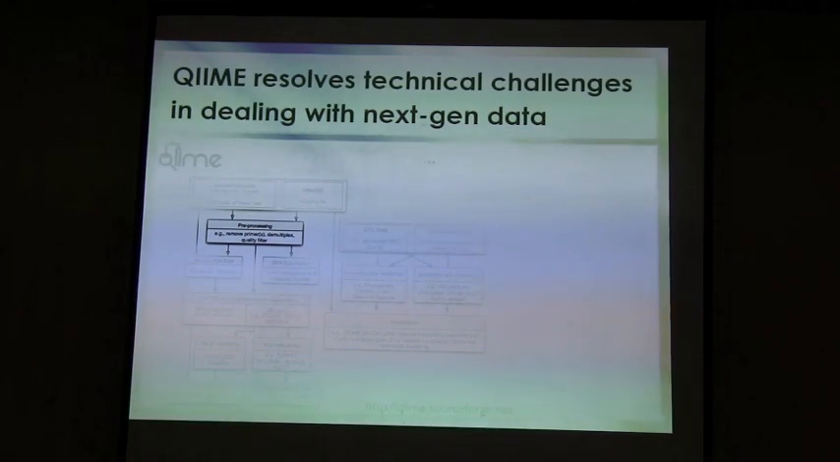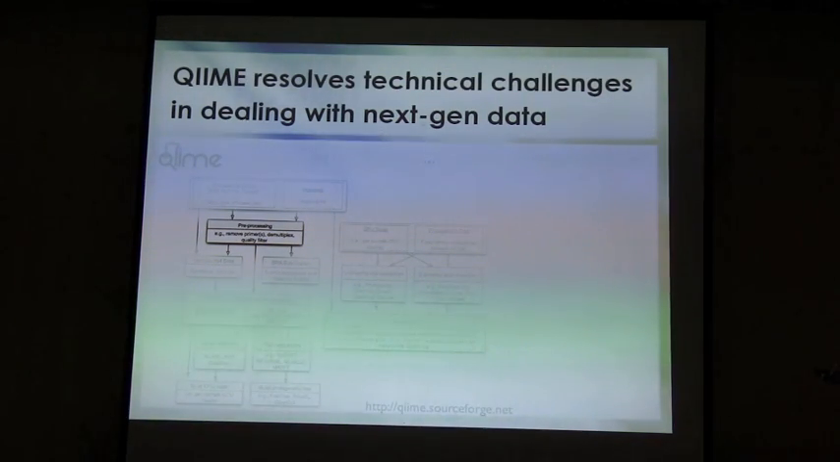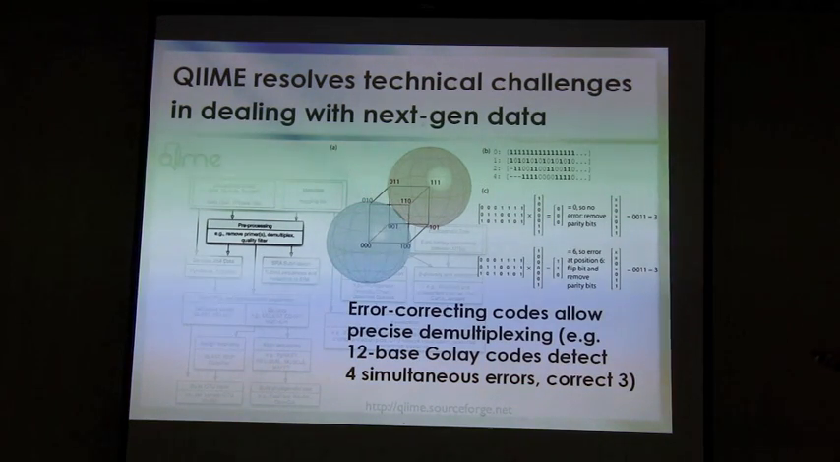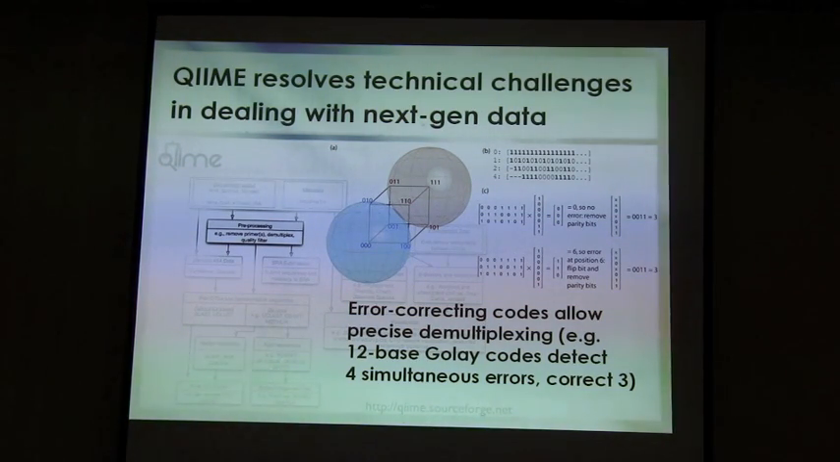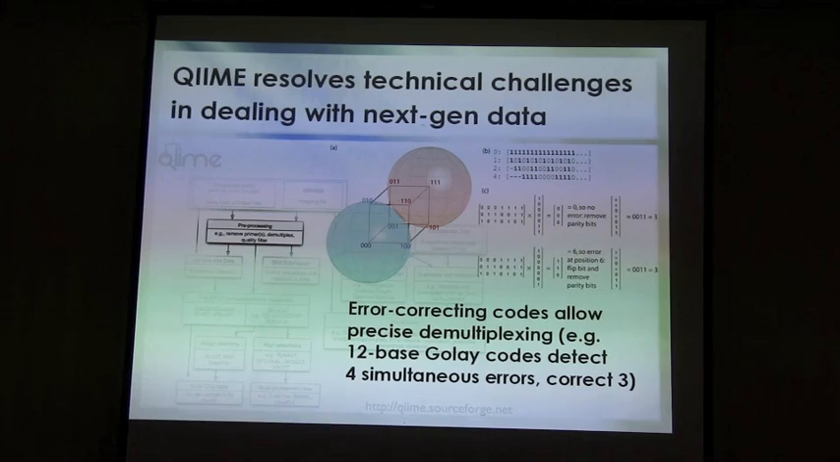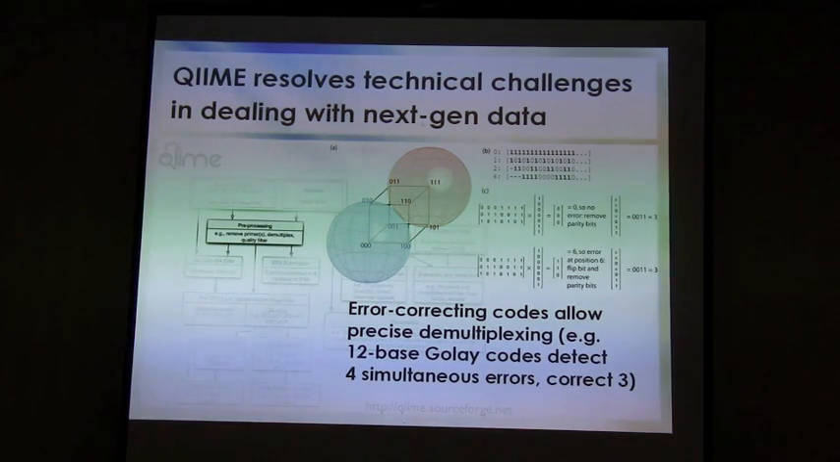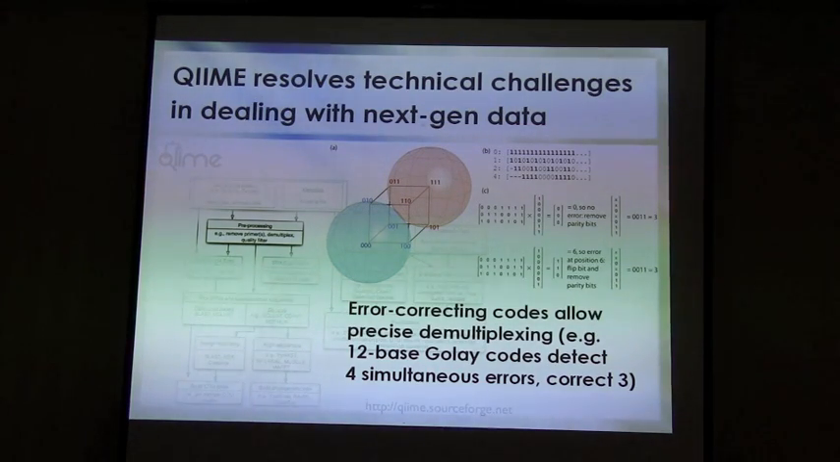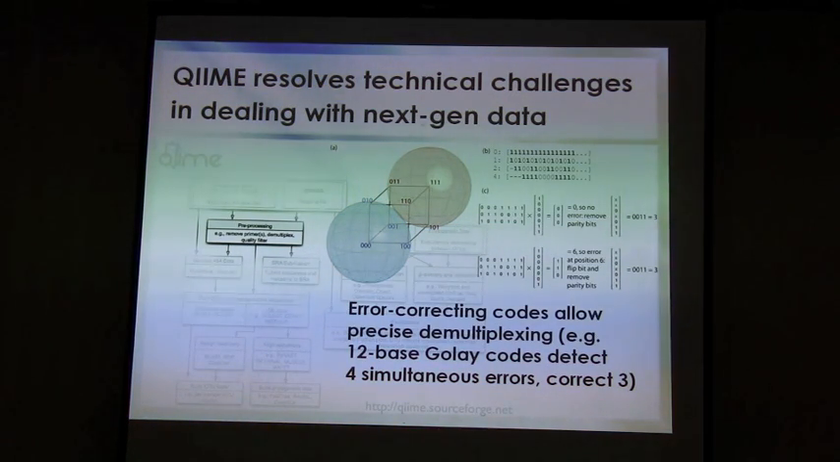So I have some slides on the stuff that I'll mostly skip through. The error correcting codes and the barcodes are really useful for minimizing the error rate of misassigning a sequence to the wrong sample, and this can be really important if you want to make sure that you don't have, say, a particular pathogen accidentally being detected by cross-contamination.